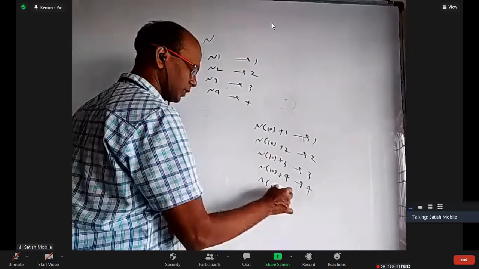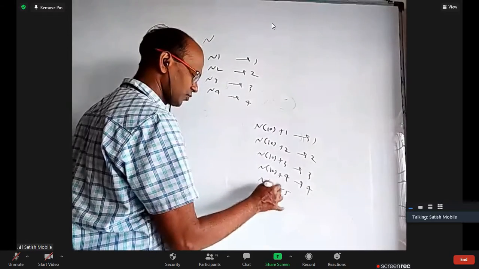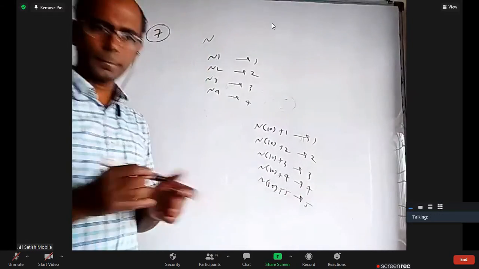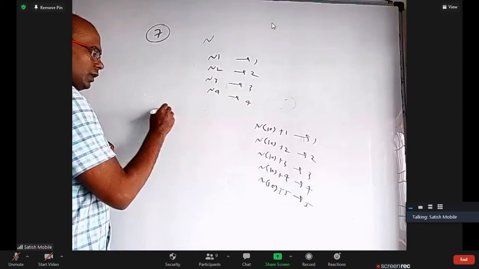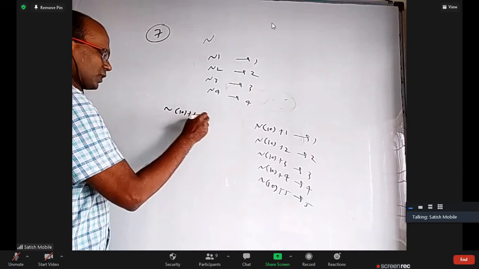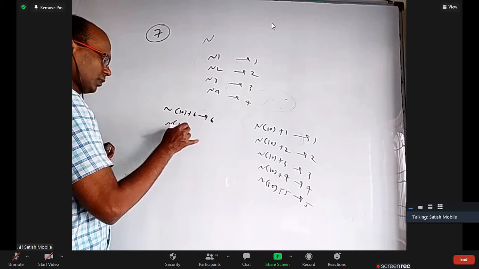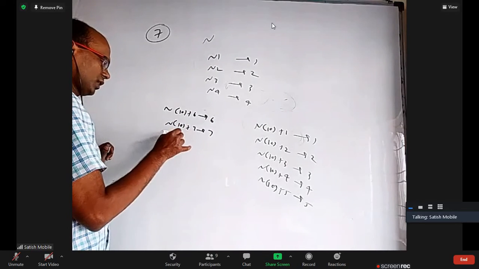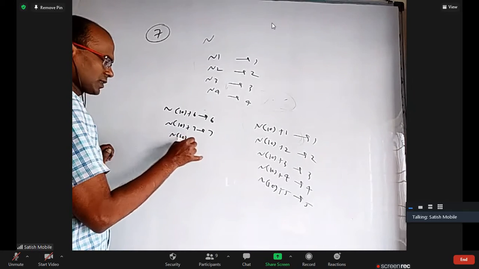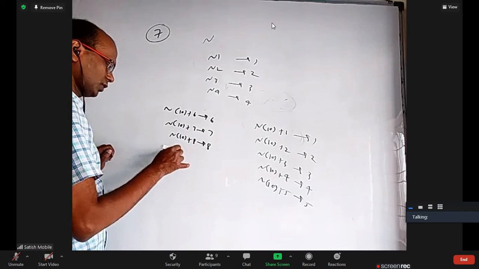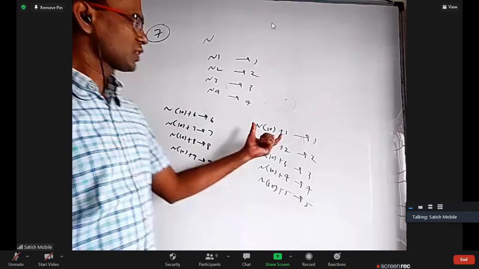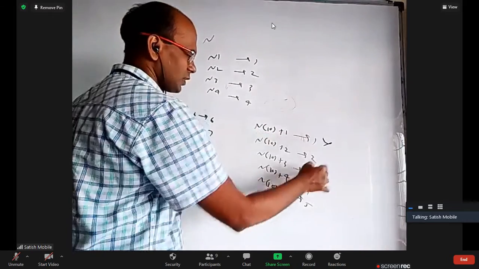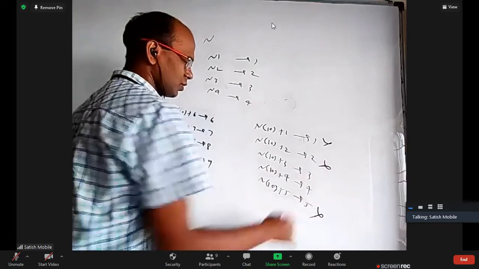N into 10 plus 5 should be divisible by 5. N into 10 plus 6 should be divisible by 6. N into 10 plus 7 should be divisible by 7. N into 10 plus 8 should be divisible by 8. N into 10 plus 9 should be divisible by 9. Okay. If this, I don't have to check this, we already did. This is also not required. This is also not required.